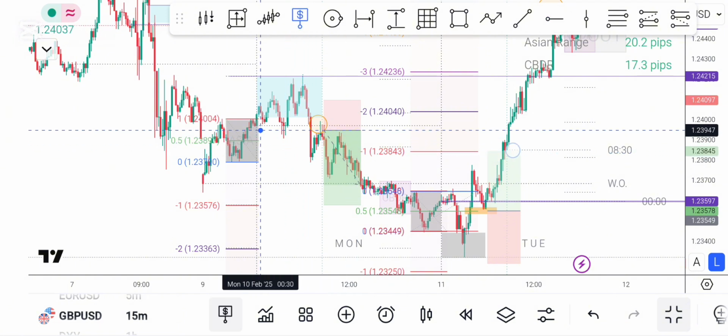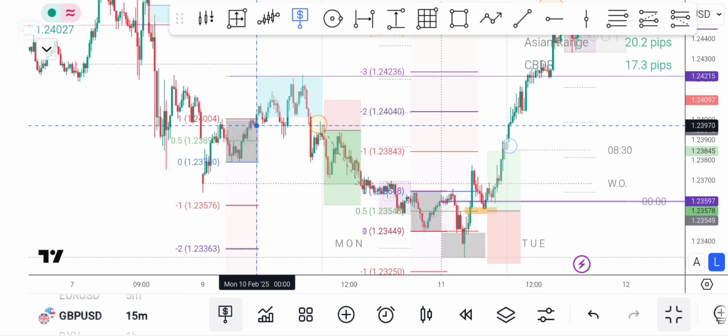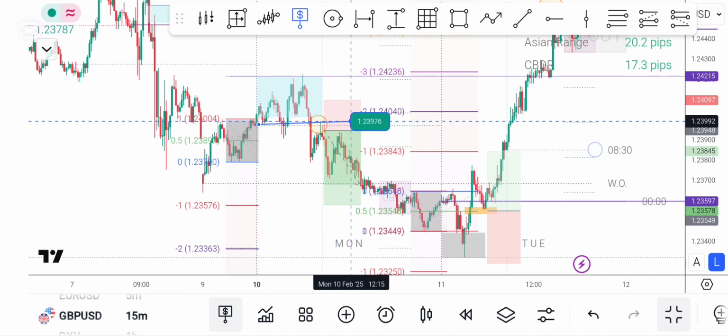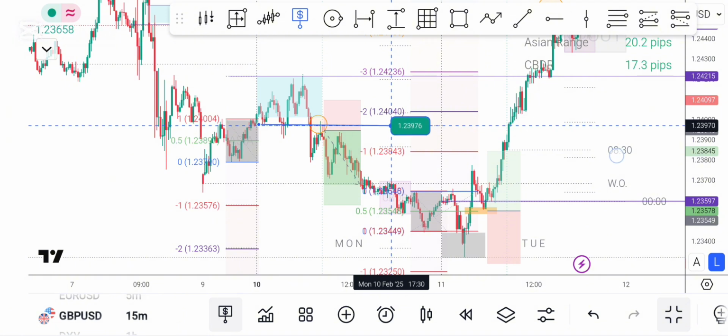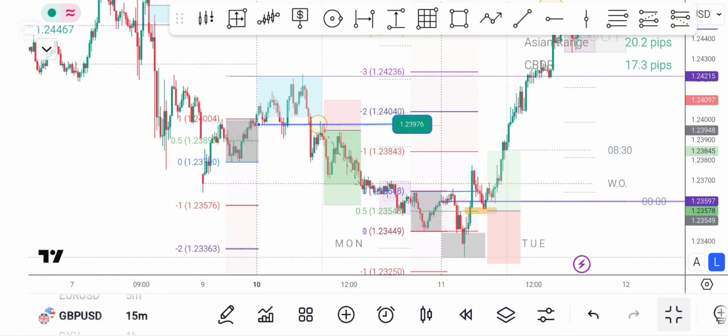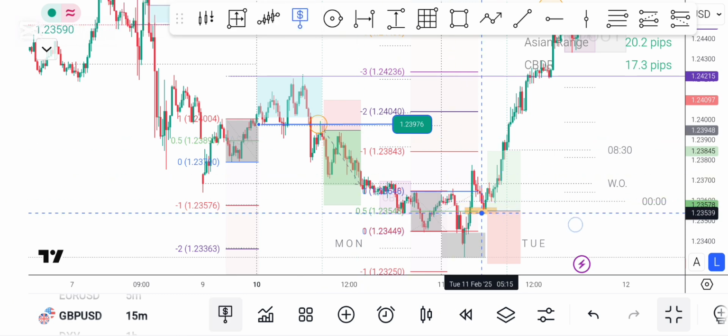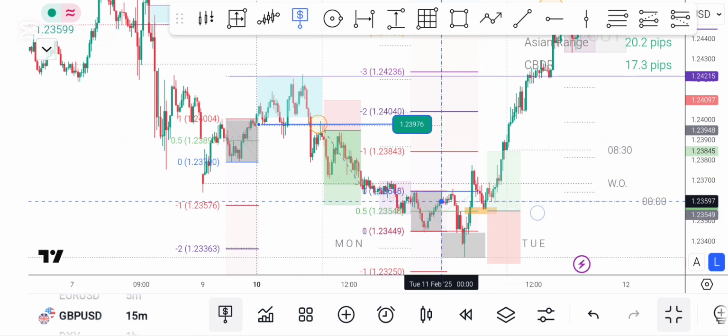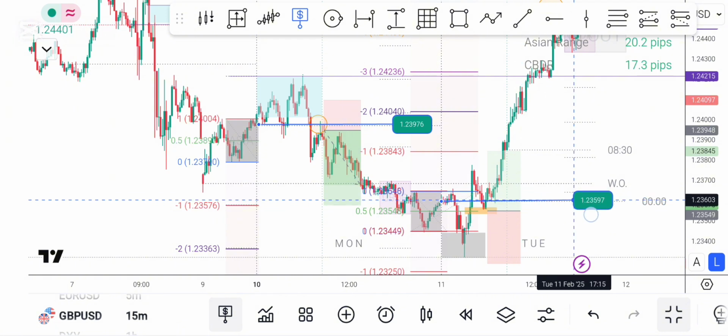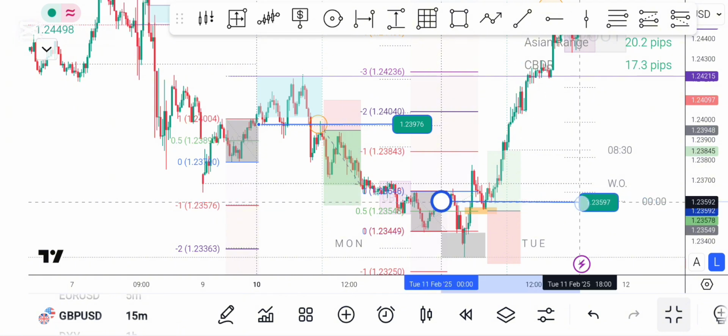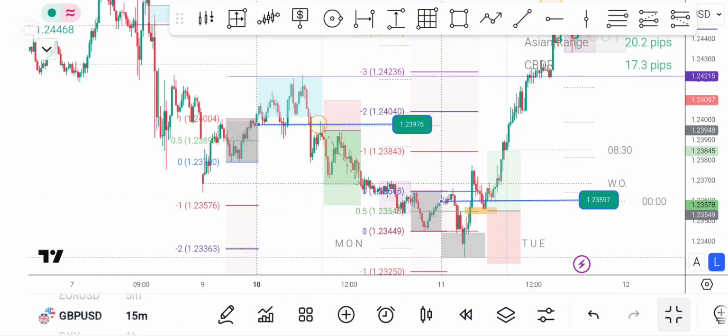Okay, it can also act as a resistance. Always pay attention to how price is going to react at the midnight opening price. Always pay attention to that. Always. I can't insist on this enough. So this is the midnight opening price here, and this is the midnight opening price for Tuesday trading, and you see how the market treated that beautifully.